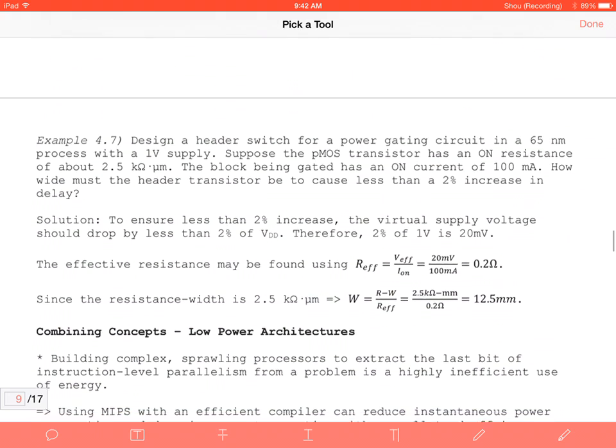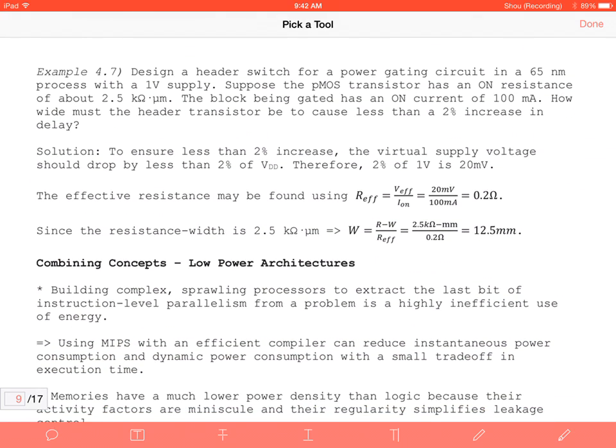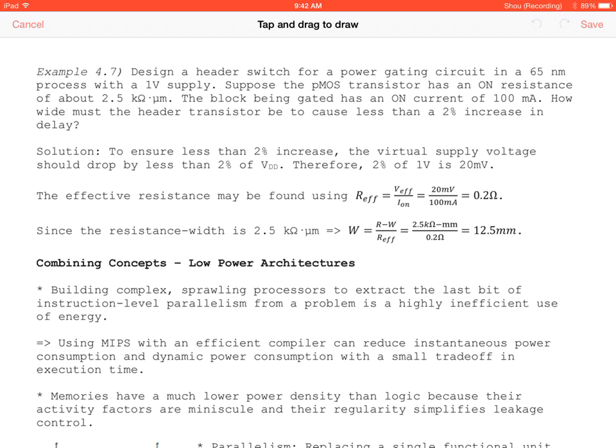So now we're actually going to design one of these header switches. We have a 65 nanometer process, noticing a theme here, with a 1 volt power supply. Suppose the PMOS transistor has an on resistance of 2.5 kilo ohm micrometers. The block being gated has an on current of 100 milliamps. How wide must the header transistor be to cause less than a 2% increase in delay?